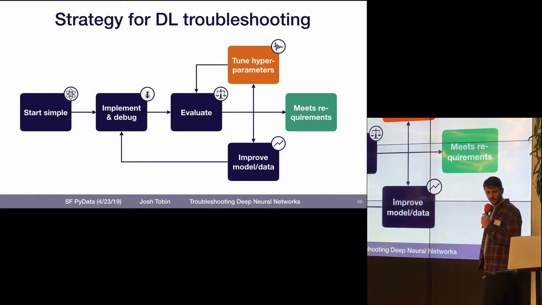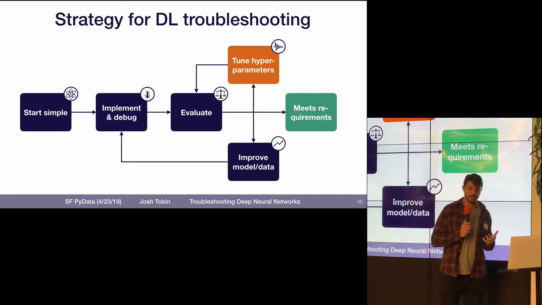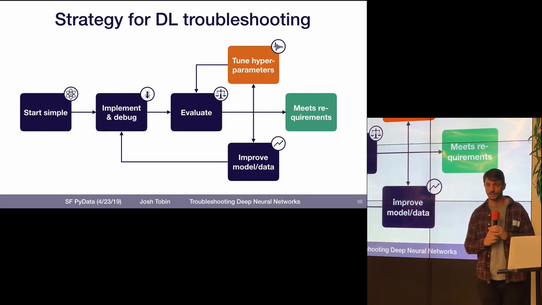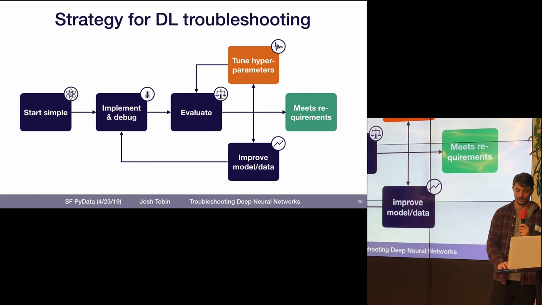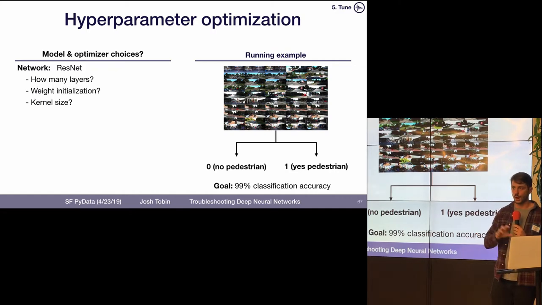And so the last thing I want to briefly touch on is hyperparameter tuning, because it's a very important intervention and can be quite difficult to do. To give you a sense of why, for our problem we have a bunch of model and optimizer choices. We have this ResNet network. We need to decide how many layers it should have, what weight initialization it should have, how big the convolutional kernel should be in each of those layers, and many other things.